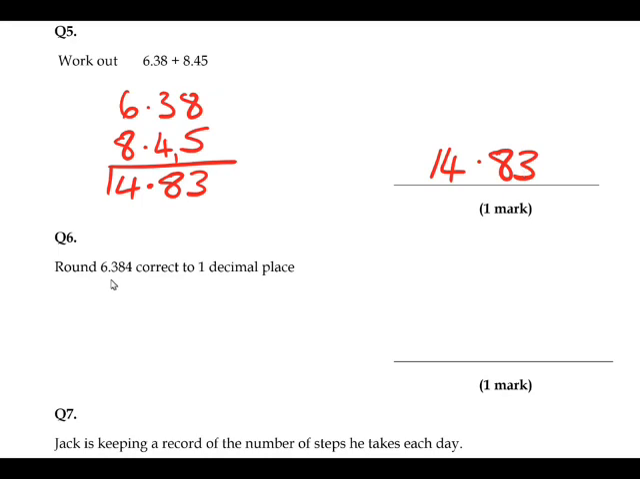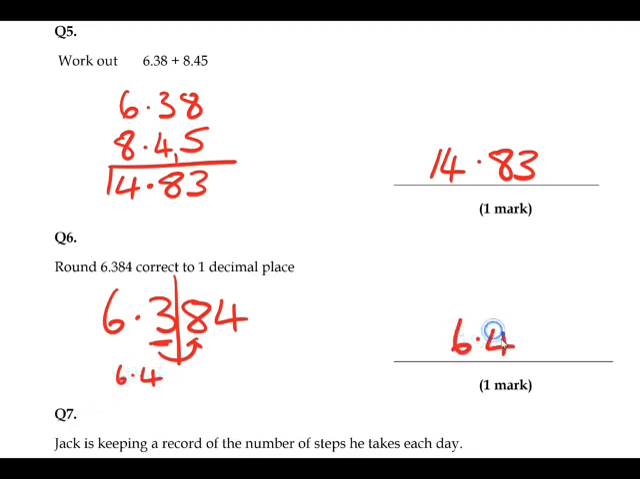Question 6. Round 6.384 correct to 1 decimal place. So 6.384, 1 decimal place means we're interested in the number 3 and nothing after it. However, we have to decide whether to stick with the 3 or go up to a 4. Because this next number is an 8, we go up to a 4. So it becomes 6.4 to 1 decimal place.